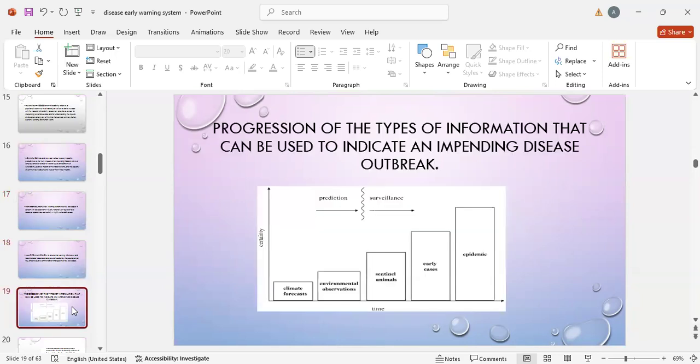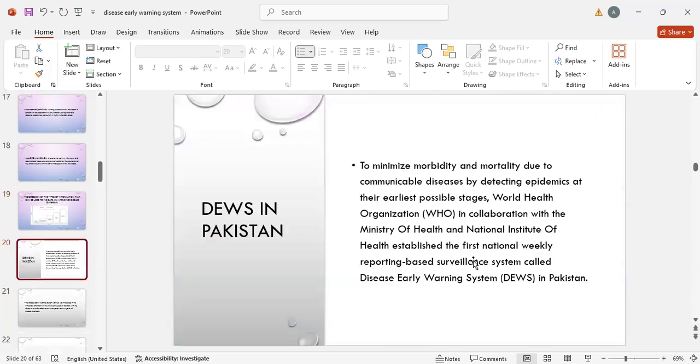Progression of the types of information that can be used to indicate an impending disease outbreak. Certainty in the prediction and surveillance: first of all climate forecast, then environmental observation, and then in surveillance include sentinel animals, early detection of early cases, and detection of epidemic.